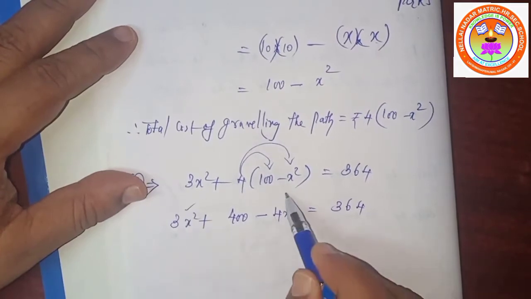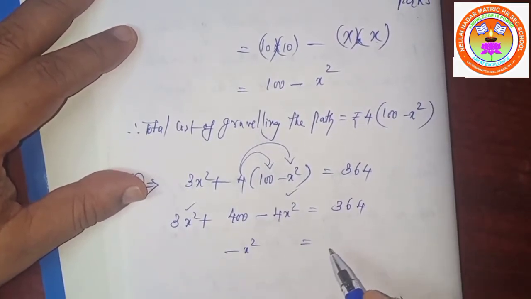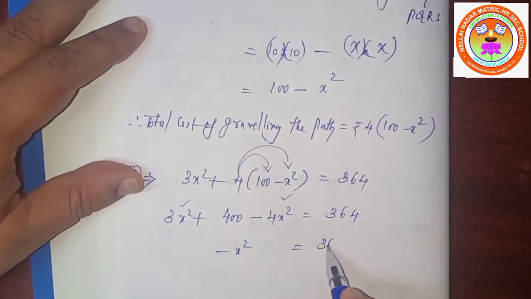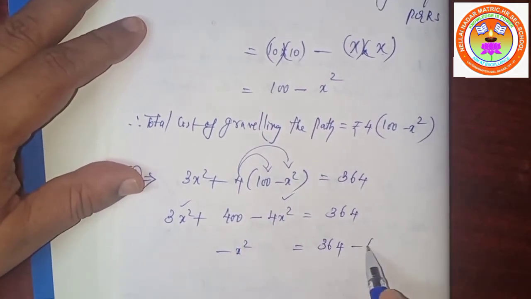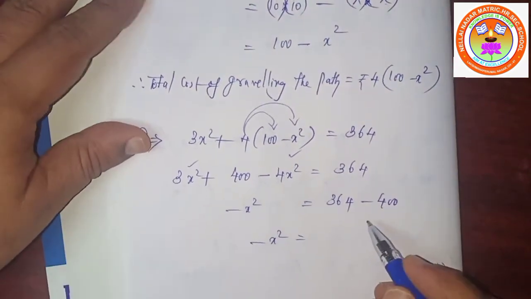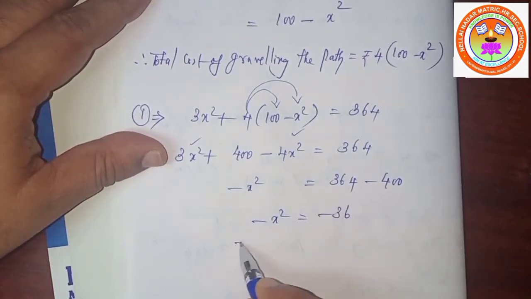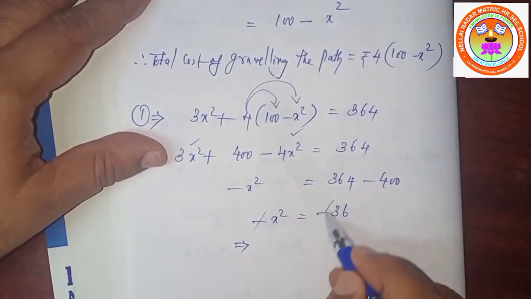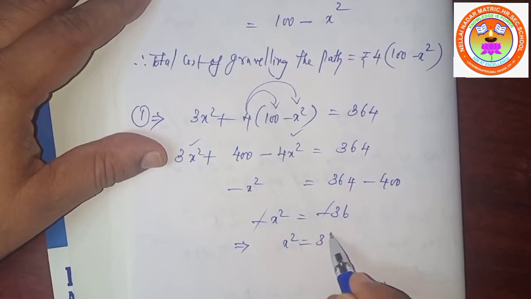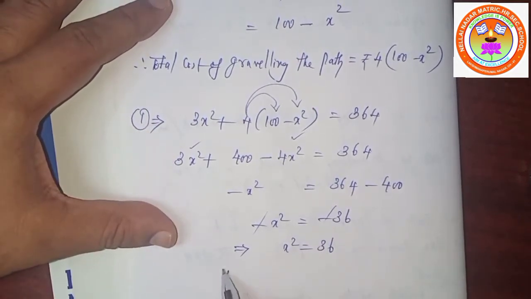3x squared minus 4x squared, that is equal to minus x squared, equals 364. Bringing it to the right hand side: minus x squared equals 364 minus 400, which is minus 36. Which implies the minus signs get cancelled, x squared equals 36. For getting x, definitely we have to take the square root.